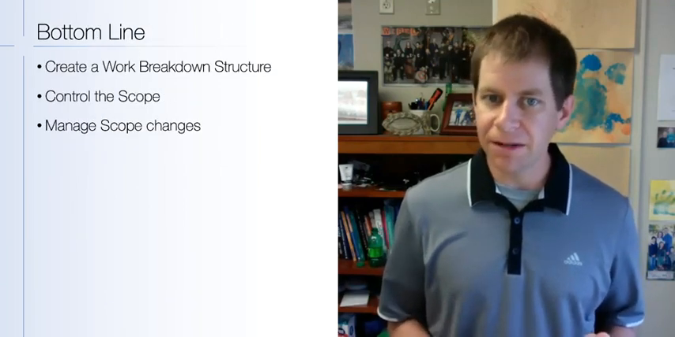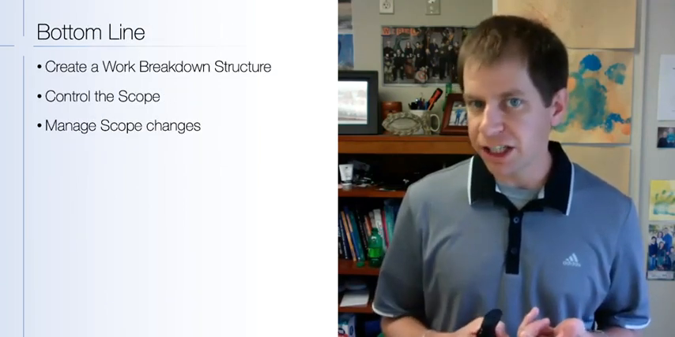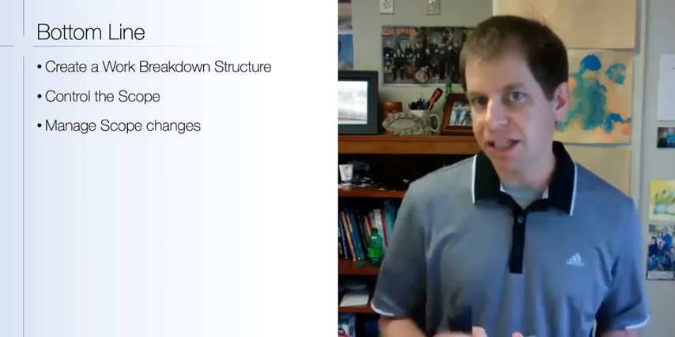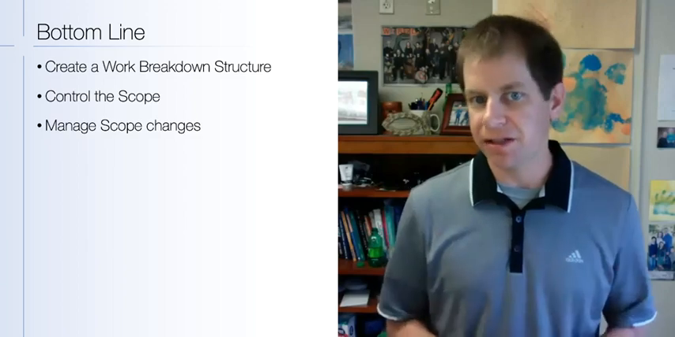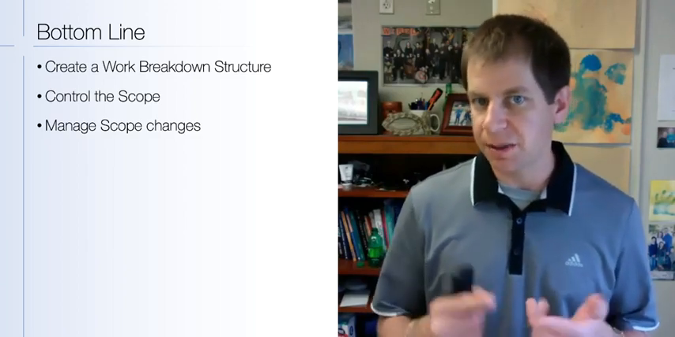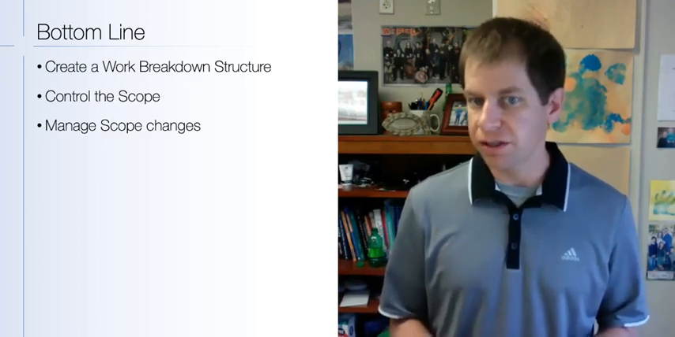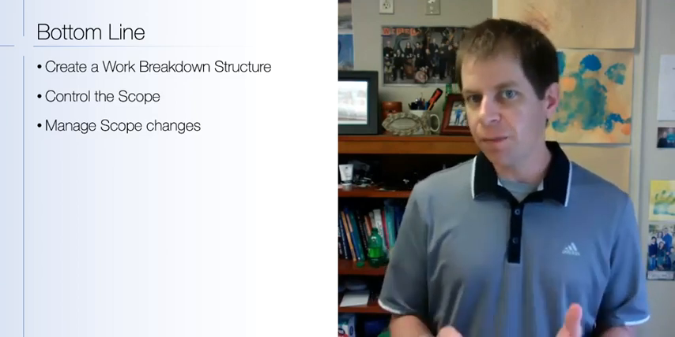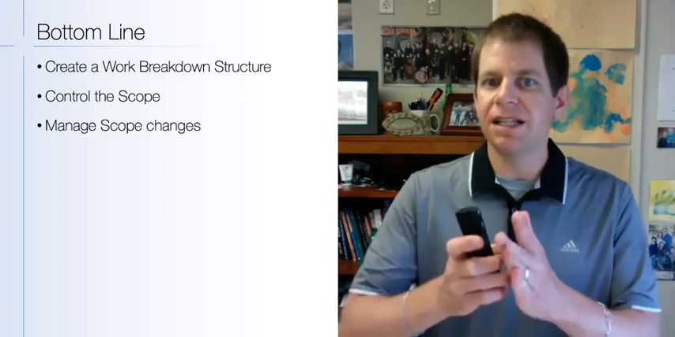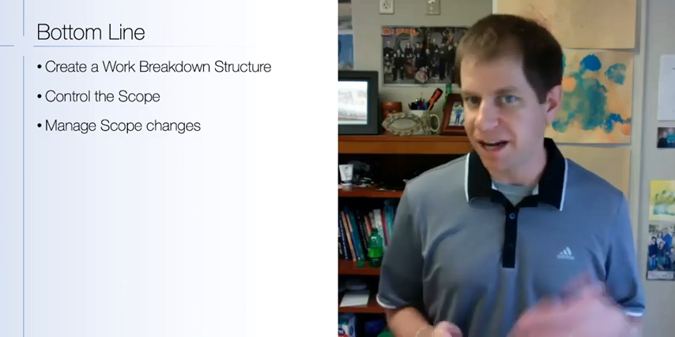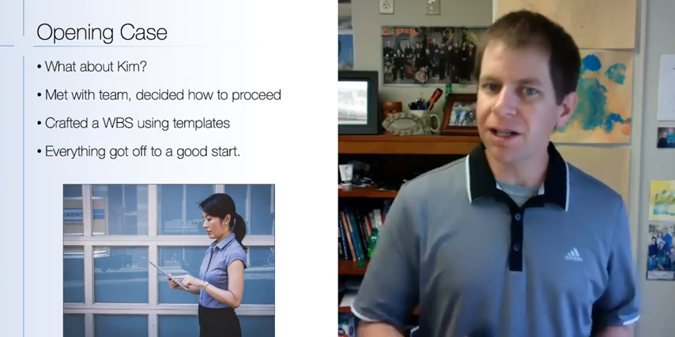The bottom line here, if you create a work breakdown structure and stick to it, it's going to help you manage scope, and the more detailed you can get on that work breakdown structure, the better your plans are going to be. It's important to use that along with a lot of other processes, especially user involvement, to control the scope and make sure you have a way of managing scope changes. So I hope you have a good sense of what it means to deal with scope management on a project after all of this. Let's go back to that opening case for a second.